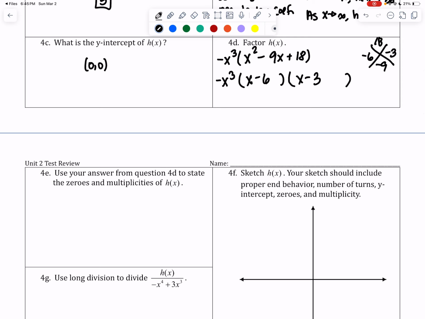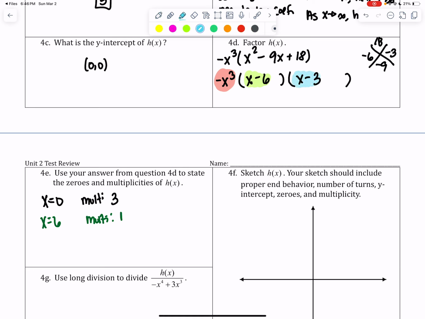Now for part E, I want to find my zeros and I want to state my multiplicity here. So looking at each factor here, I have a 0 at 0 because x cubed, that's just going to be 0. And my multiplicity is going to be whatever my degree is. That is going to be 3. I have another 0 at 6. And because my degree is 1, this tells me that I have a multiplicity of 1.